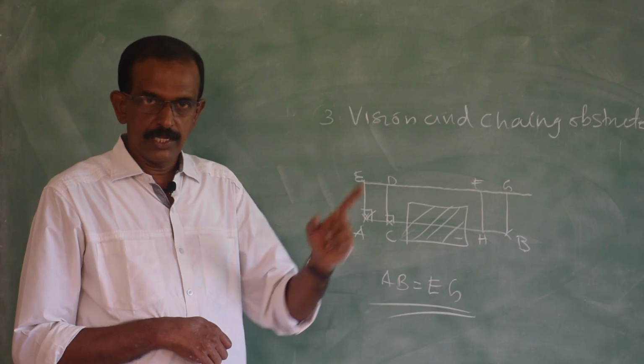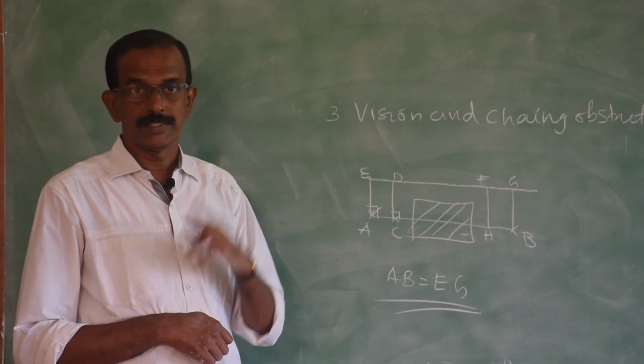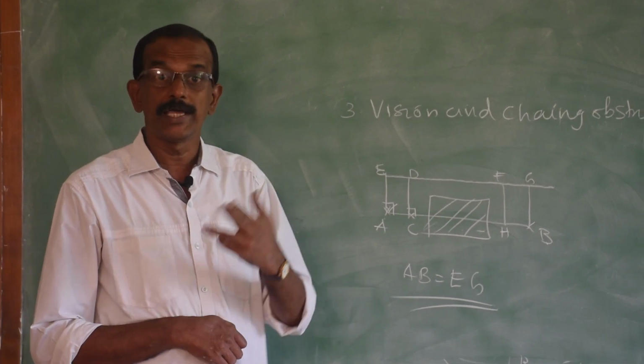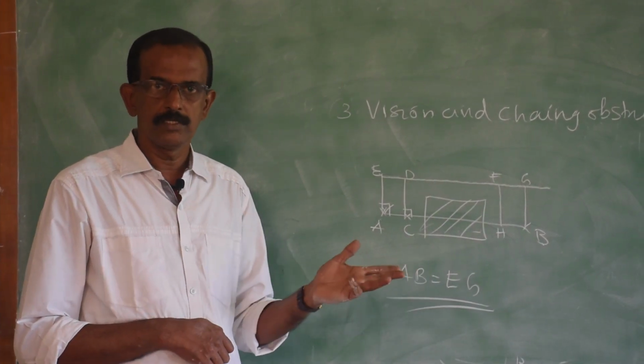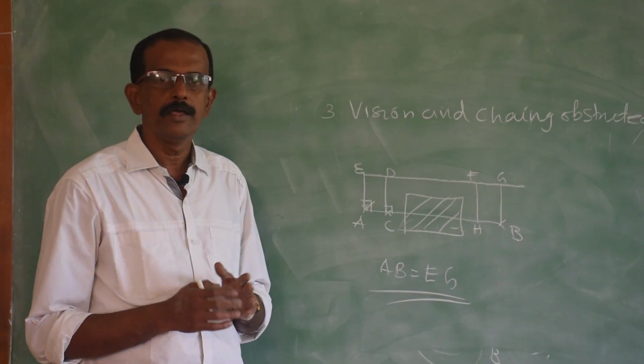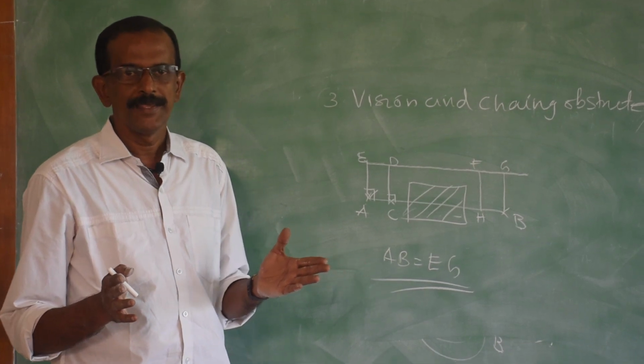So, there are three types of obstruction. First is chaining free, vision obstructed, Pythagoras theorem. Second obstruction is vision free, chaining obstructed, tan theta formula. Third one is vision and chaining obstructed. Construct a parallel line and measure that distance. Okay? Thank you.